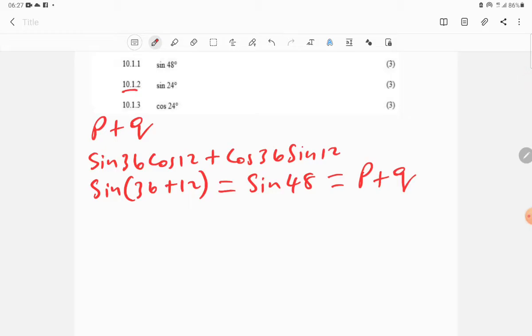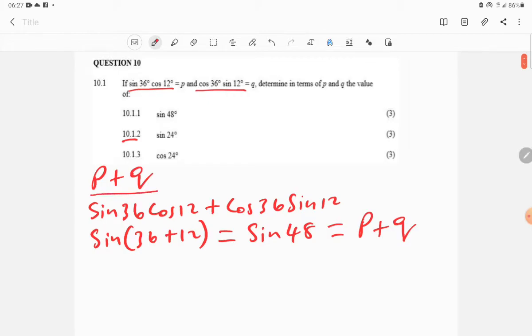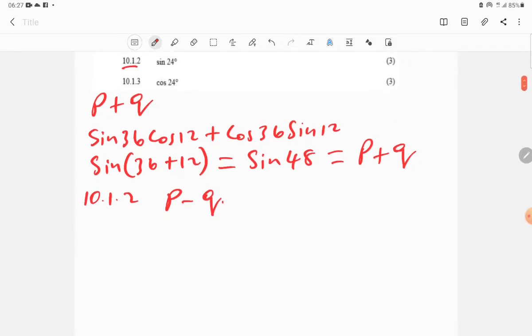Then let's come to number 2. What do we have there? We're having sine 24. How do we obtain 24 now? I think if we can subtract these things, we're going to get something out, because really, 36 minus 12 gives 24. Now, for number 10.1.2, what if we are subtracting Q from P? Yes.